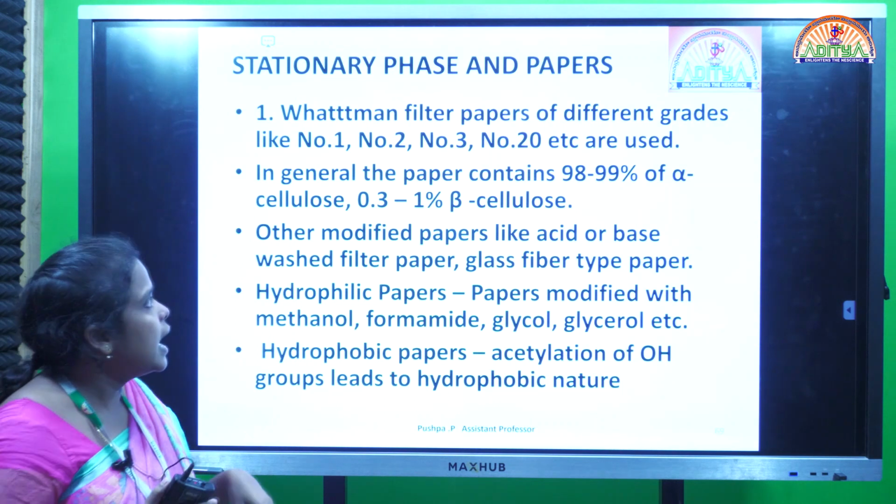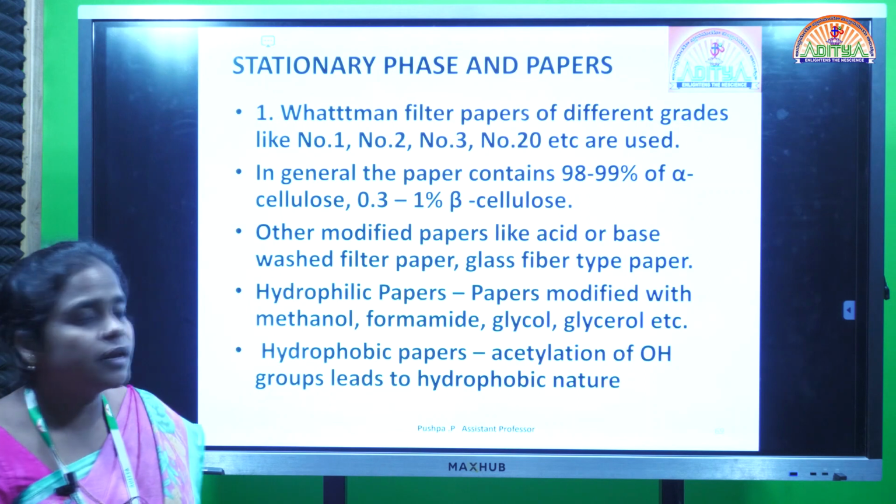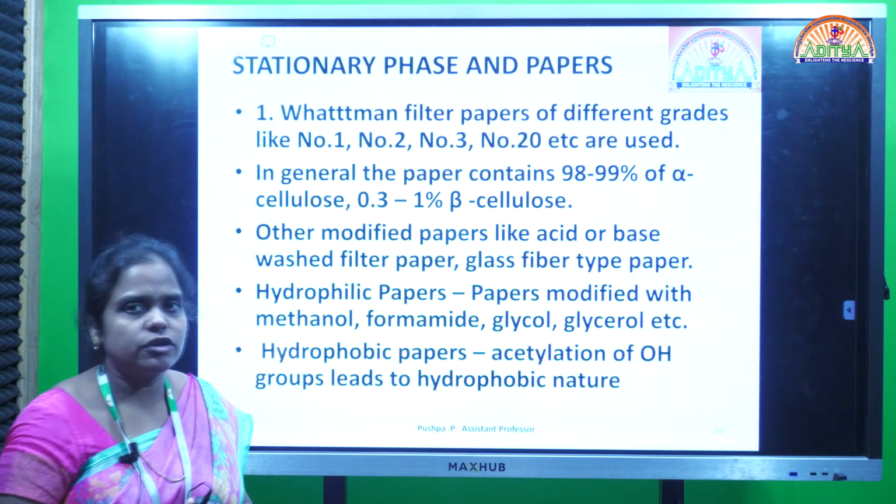That means based on these different grades, we can see the pore size or porosity level of that filter paper. And usually each and every filter paper contains 98 to 99% alpha cellulose and 0.3 to 1% beta cellulose.